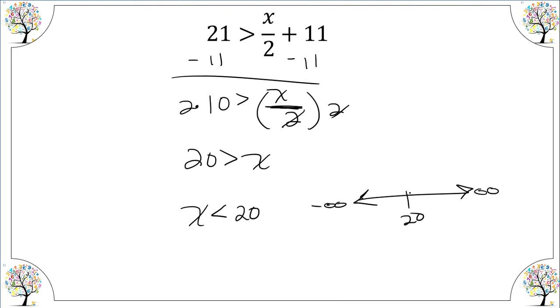So 20 is not part of the solution. It's our boundary number. X cannot be 20. It can just be less than. And so now when we do interval notation, again, we start wherever the shading starts, going from left to right. So negative infinity is where the shading begins, and then it goes all the way up to 20, but does not include 20. So it's parentheses.